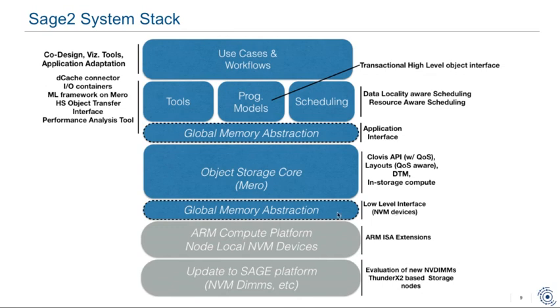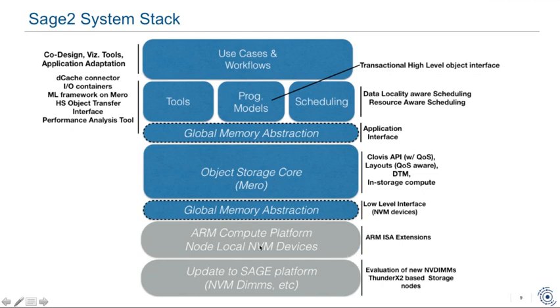And in terms of the storage core, which is Mero, some of the new features that we are looking at is quality of service. We have an opportunity to do that in Sage2. So we are looking at using things like fine grain bandwidth throttling on the server side, and also a coarse grain quality of service using the concept of layouts, where you could move data to the different tiers based on quality of service semantics. We are also looking at distributed transaction management. Some of these aspects, transactions, have been addressed, for example, in DAOS, and it also needs to be addressed in Mero. And of course, we are continuing to expand the in-storage compute and function shipping as part of the Mero core.